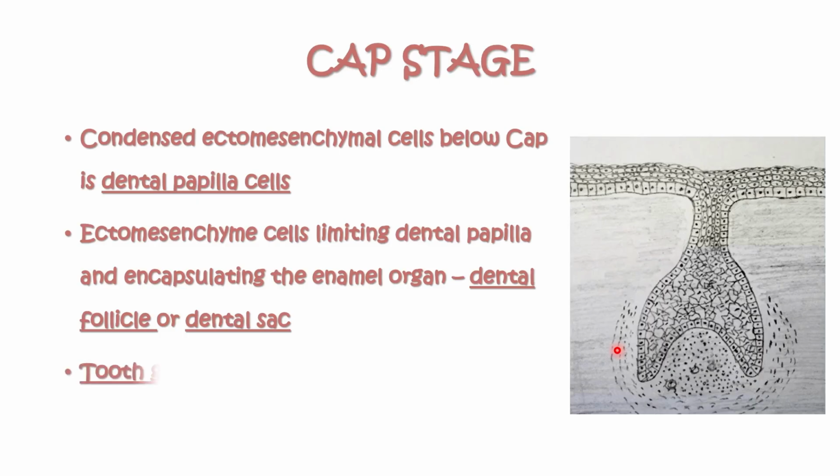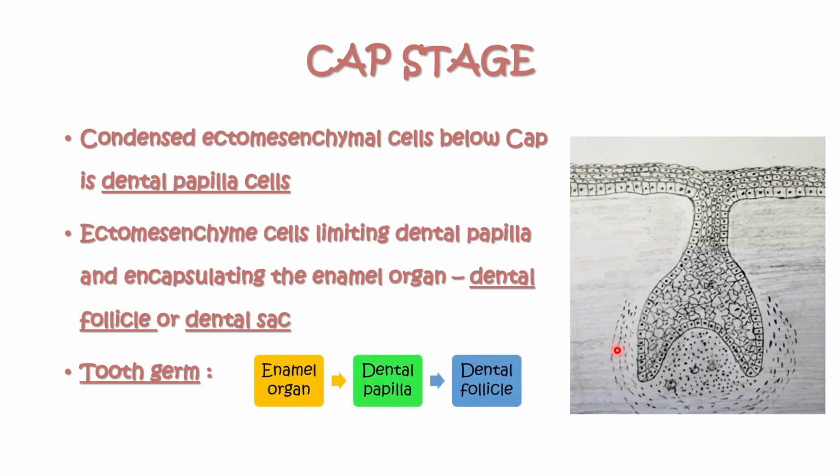Now there is a term called tooth germ. Tooth germ consists of enamel organ, dental papilla, and dental follicle. Together, this structure is called tooth germ.